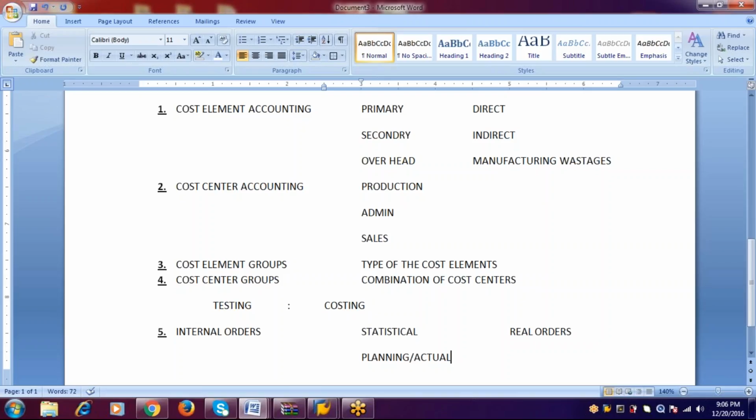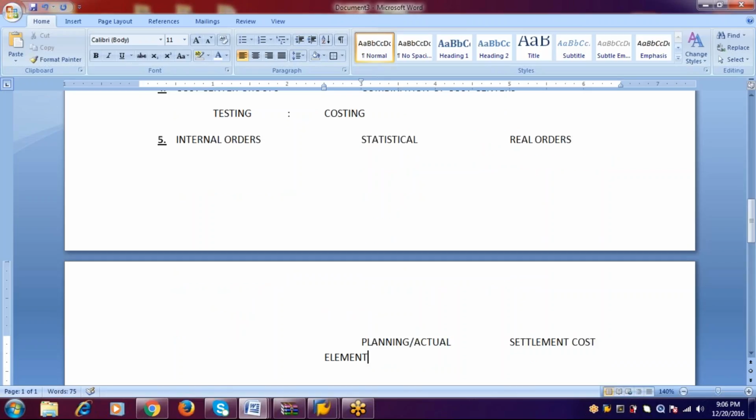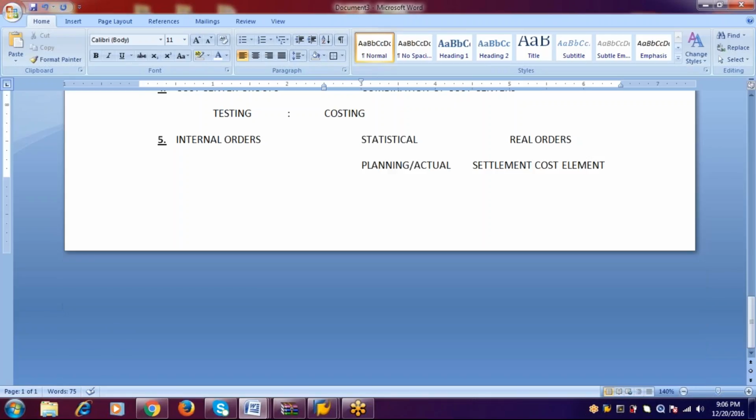That means if the manager of the South Region has been given the fuel expenses of 50,000 for this month, then we need to settle it in multiple parts, and those parts can be settled by a secondary cost element, which we call a settlement cost element. In that settlement cost element we need to maintain the cost object.